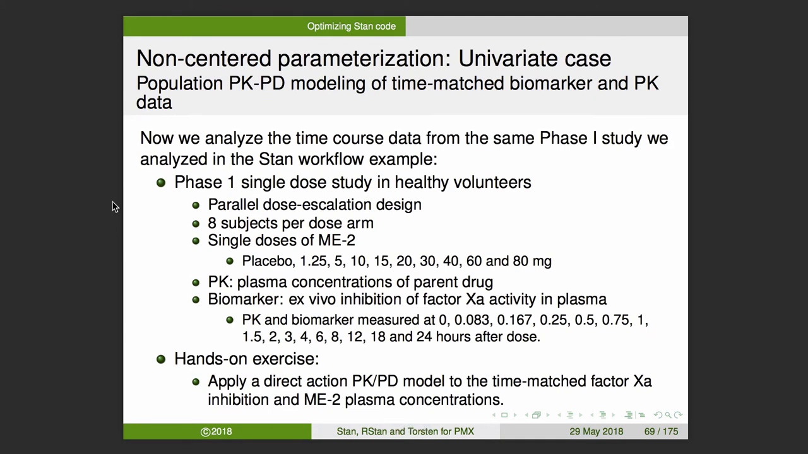Okay, and we're going to take two cases. We'll take a look at a univariate case and then a multivariate case. The univariate case here is going to be one where we go back to that old factor 10A inhibition result, but now we're not going to time average. We'll keep the individual values in there, and we'll model the time-matched values and use a fairly simple hierarchical model for dealing with that.